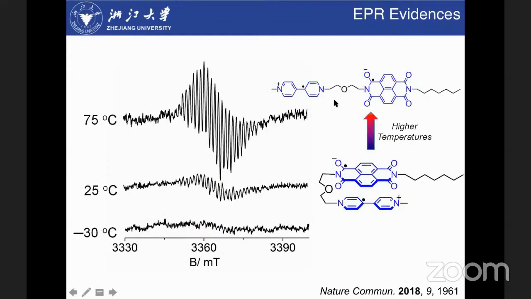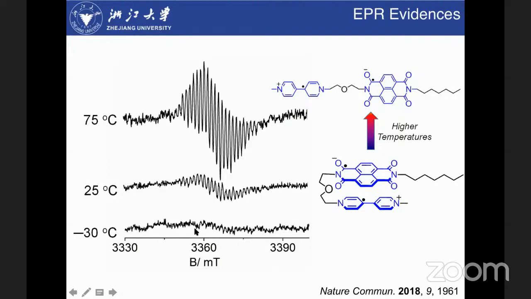You can see this bipyridine radical is paramagnetic. This one, naphthalene diimide radical, is also paramagnetic. But if we combine these two species together at room temperature, you can see this EPR signal is pretty weak. This is because upon occurrence of pi-pi stacking, they become diamagnetic, right? If we cool down the temperature to minus 30 degrees centigrade, you can see the EPR signal disappear totally, right?